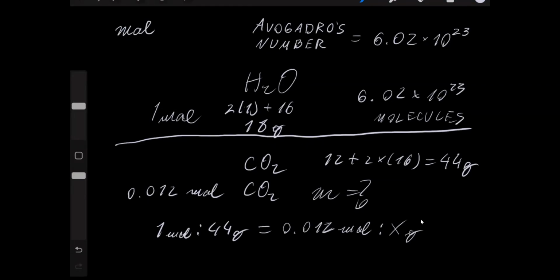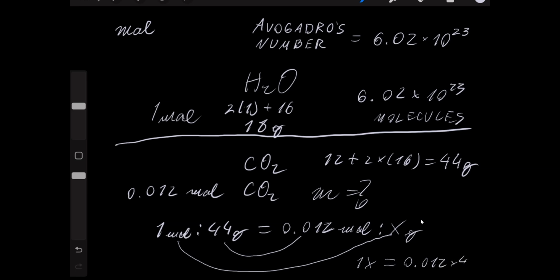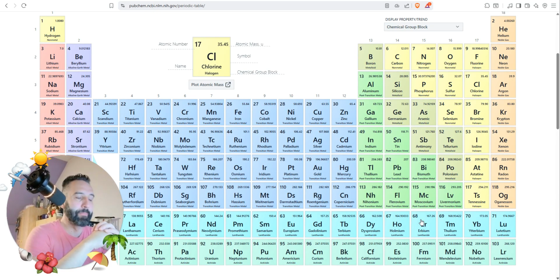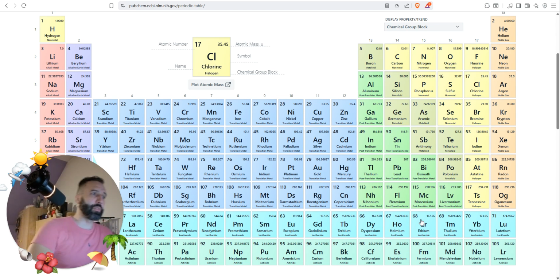Now, the next thing you do is you multiply this with this, and you multiply this with this, and you equalize those two things. So you will come out with 1x equals 0.012 multiplied by 44. And now you can very easily calculate the mass of that. Let's try something more complicated, although you will see as we go through these, you guys are really good in math, and this is very simple, so there is nothing actually that can be so difficult.